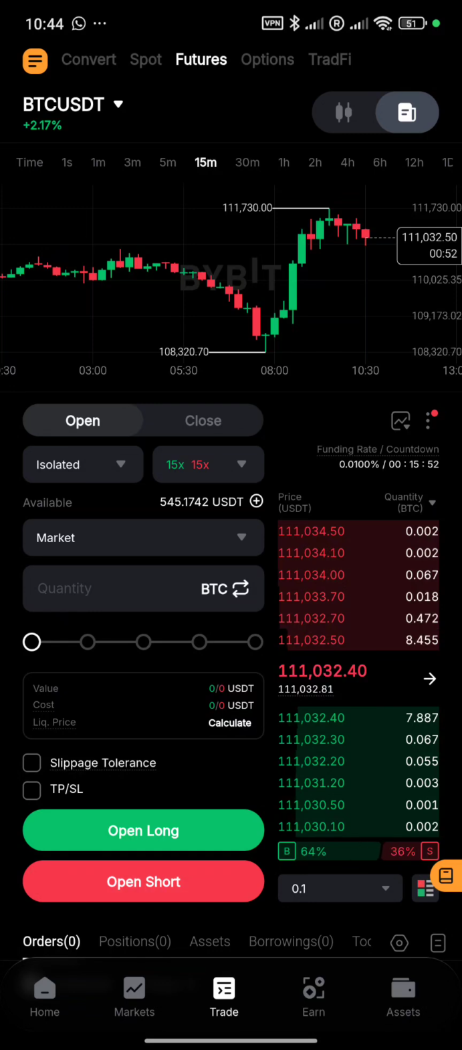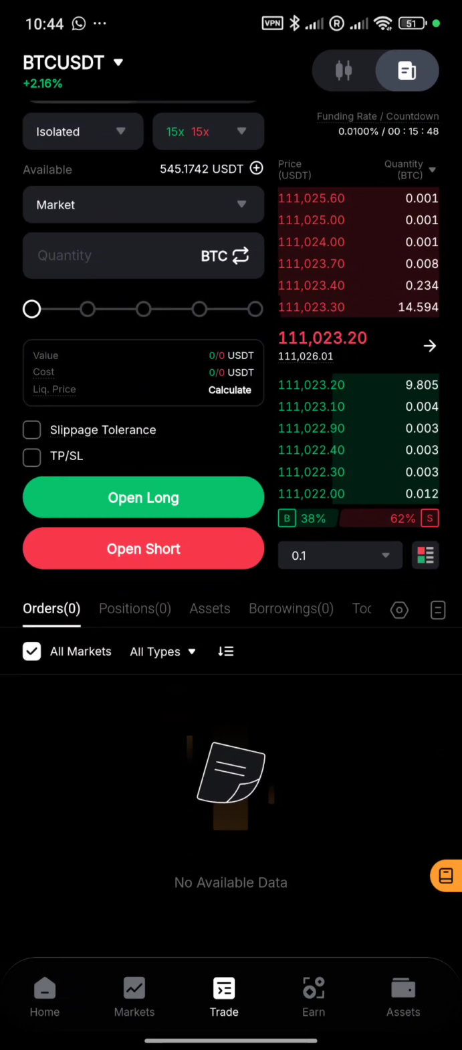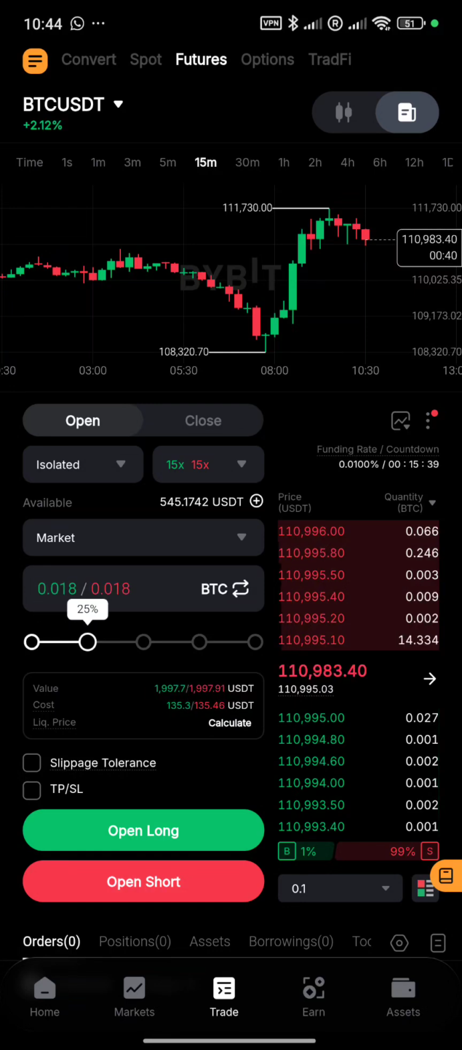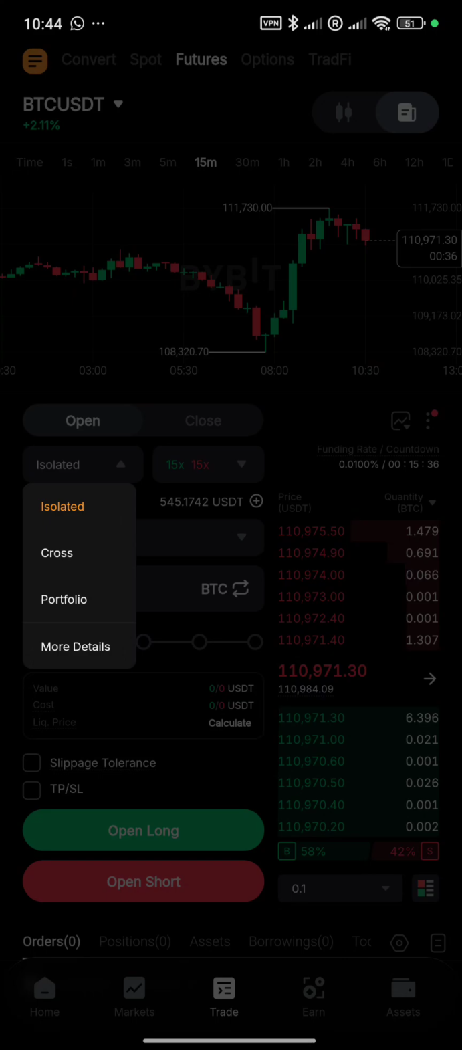You can set it at the time you are trying to place the trade, or you can set it once you are running the trade. So I will try both options for you guys. Let's assume I want to enter Bitcoin currently, I want to use market price execution. I want to use isolated.